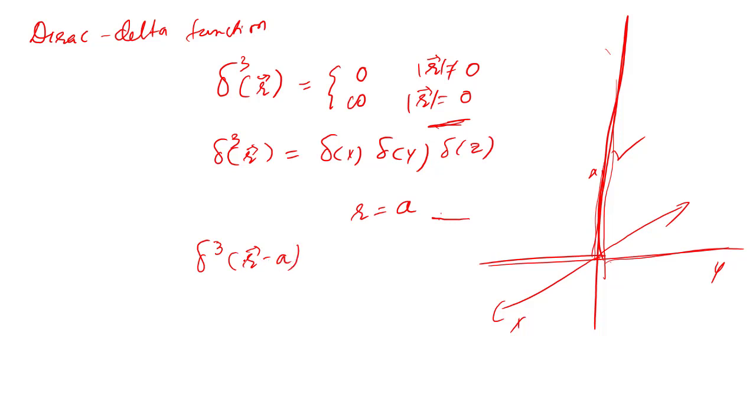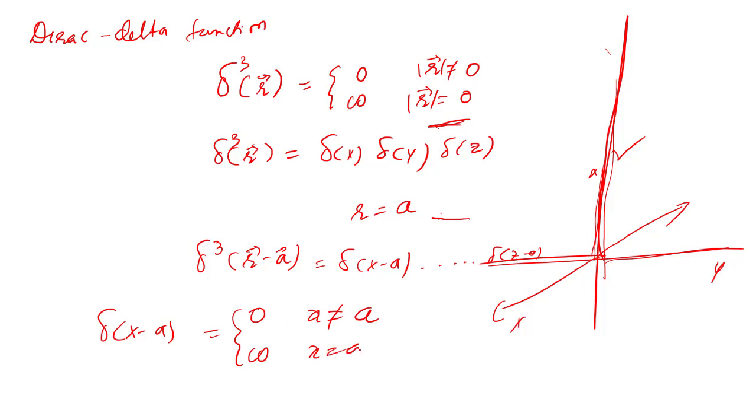So then that would be simply delta of x minus a, and so on and so forth, delta of z minus a. If I look at delta of x minus a, this would be zero everywhere x is not equal to a, and infinity when x is equal to a. So you're just simply shifting the origin. To include a source at the center, we use this delta cube r. Let's look at one integrative property of this Dirac-delta function.